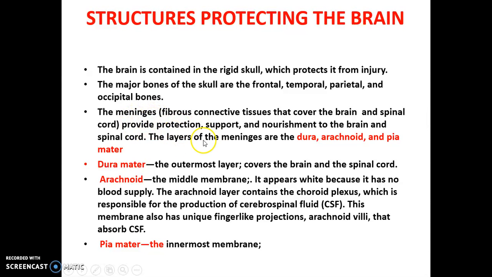There are three layers of the meninges: dura mater, arachnoid mater and pia mater. Dura mater is the outermost layer. It covers the brain and spinal cord. Arachnoid mater is the middle membrane. It appears white because it has no blood supply. The arachnoid layer contains the choroid plexus, which is responsible for the production of cerebrospinal fluid.